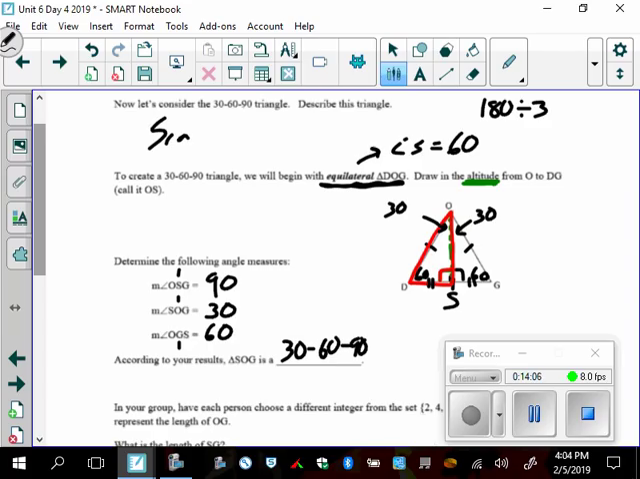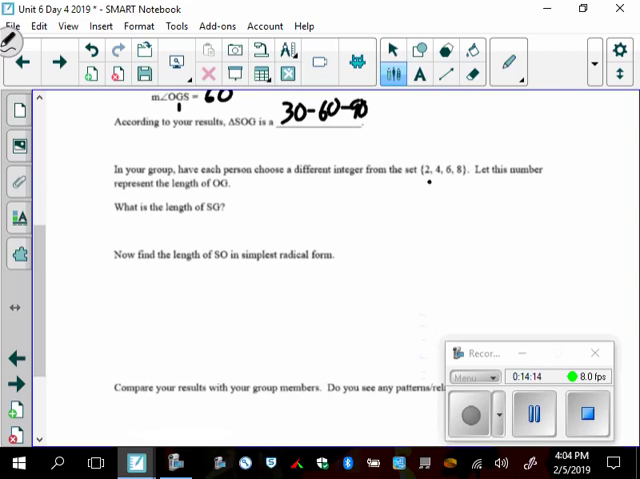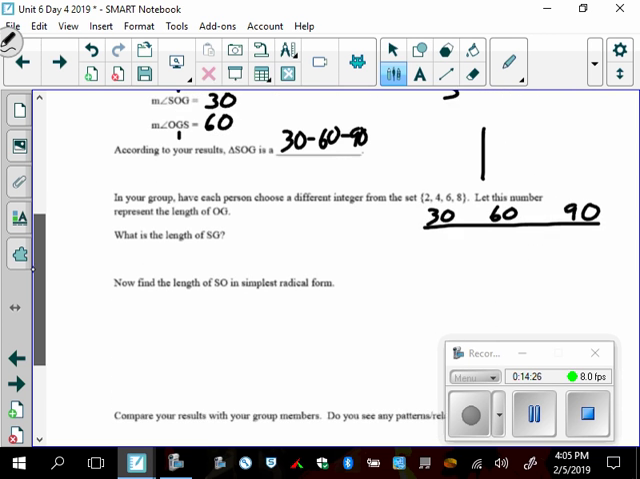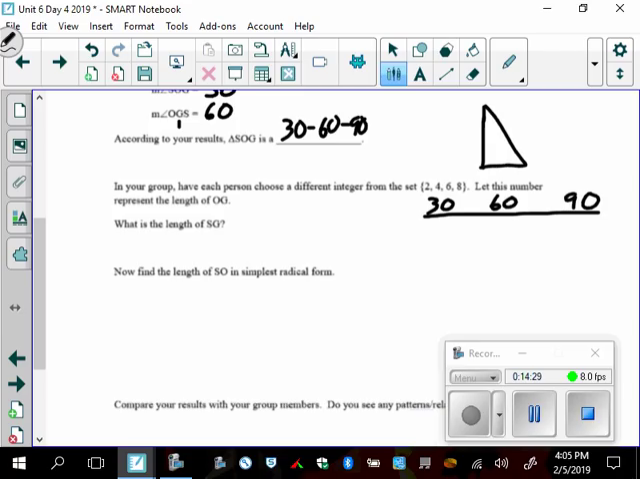Technically, this would be a scalene right triangle. 3 different angles, 3 different sides. Okay, so similar idea. We're going to have the side across from the 30, the 60, and the 90. All right, and we're going to be given a number that represents O to G. So this is really my hypotenuse. This is O to G. Okay, so we're going to have a 2, a 4, a 6, and an 8.